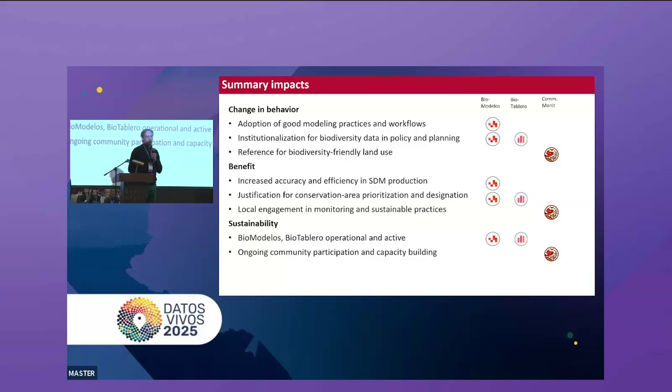En términos de cambio de comportamiento, vemos que estos productos ayudaron a mejorar las prácticas para la producción de flujos de trabajo, de mapas de distribución de especies. Vimos que estas herramientas se están adoptando en las instituciones y que el protocolo de biodiversidad está siendo un referente para tomar decisiones de uso de la tierra en la comunidad local. En términos de beneficio, encontramos que hay una mayor precisión y eficiencia en la producción de estos modelos de distribución de especies.